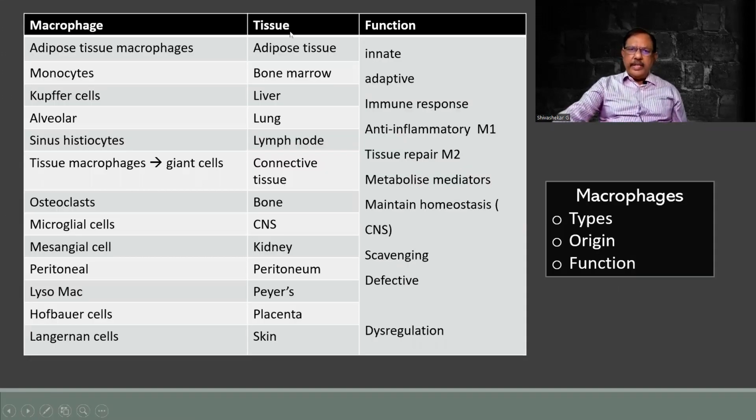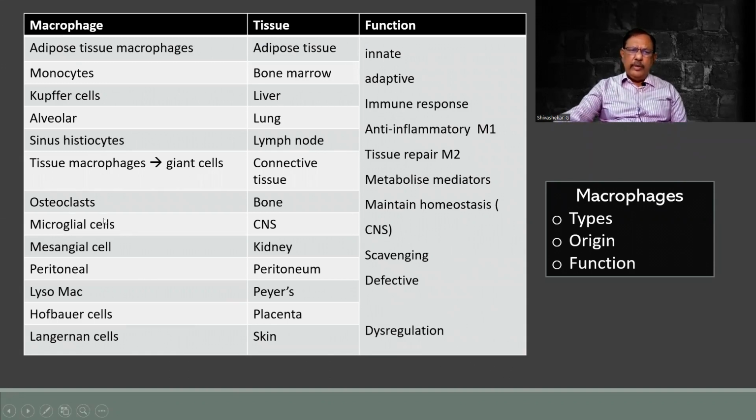Now, look at this table very carefully. There are three columns. I have given the types of macrophages, the tissue where it originates from, and what the functions are. There is a list of these macrophages which you already know. So do not get confused. You can just recollect.